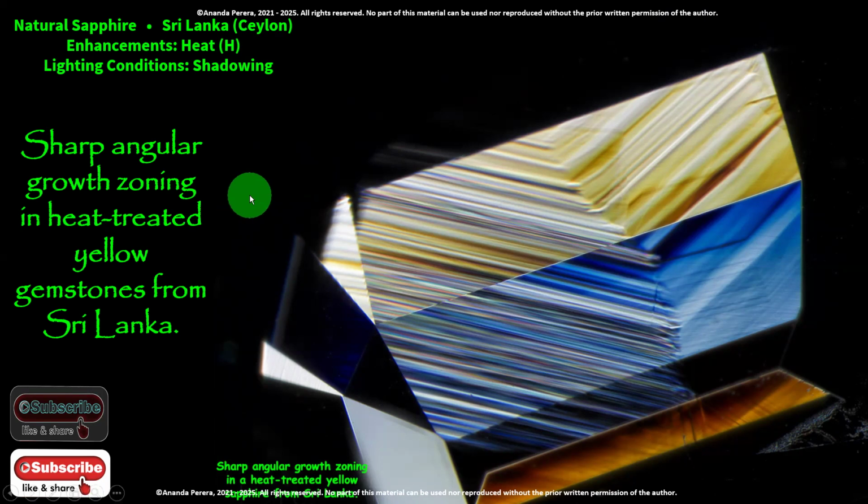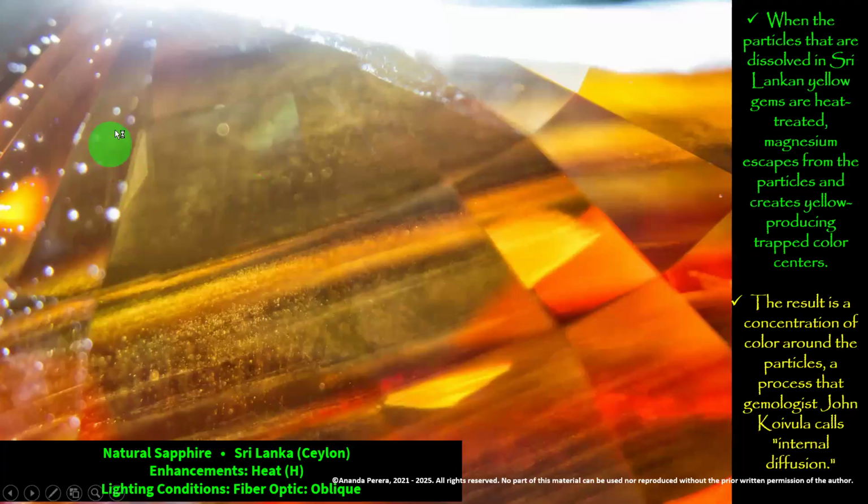Now we are moving to next. What is this? Look at the picture here. What you can see is the lighting condition here is oblique fiber optic. It is Sri Lanka sapphire. Look at the faceted sapphire and the inclusions inside, and look at these water drop like dots. You can see here all are glassy discoids.